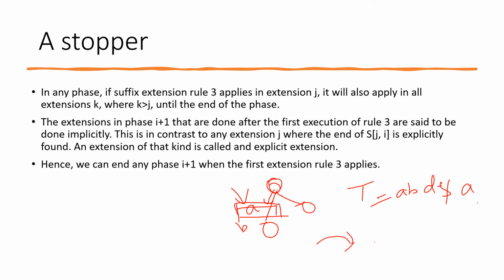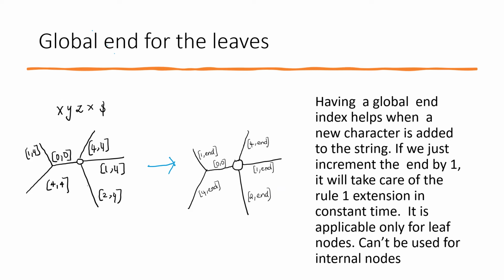This is just formal information. Another important trick we use is global end for the leaves. So what is global end? Earlier we used the offsets for the edge labels, but here we are using the ends. So instead of saying 1, 4, from Y to dollar, instead of saying from 1 to 4, we will say 1 to 8.